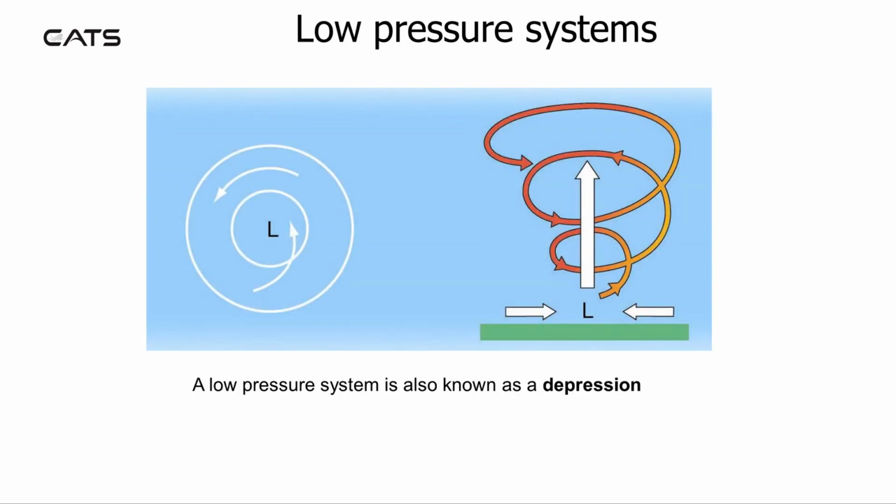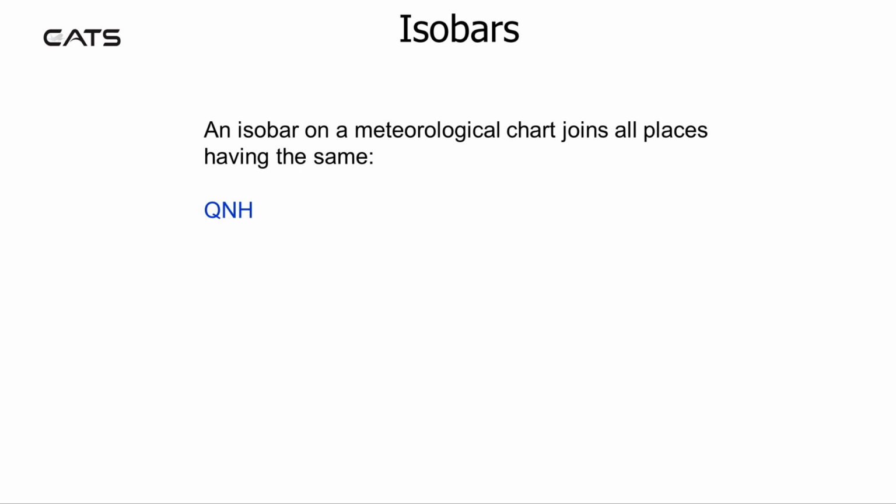Low pressure systems. A low pressure system is also known as a depression. Isobars. An isobar on a meteorological chart joins all places having the same QNH.